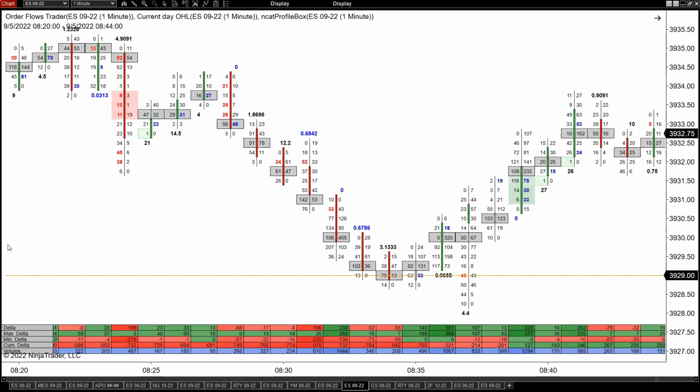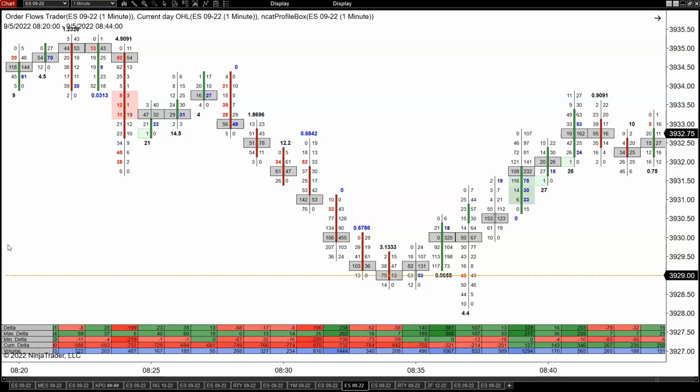Now, order flow delta differs from options delta, right? Options delta is the theoretical estimate of how much an option's value may change given a $1 move up or down in the underlying security. Now, with order flow, when we talk about delta, it's the net difference of aggressive buyers versus aggressive sellers in a bar.